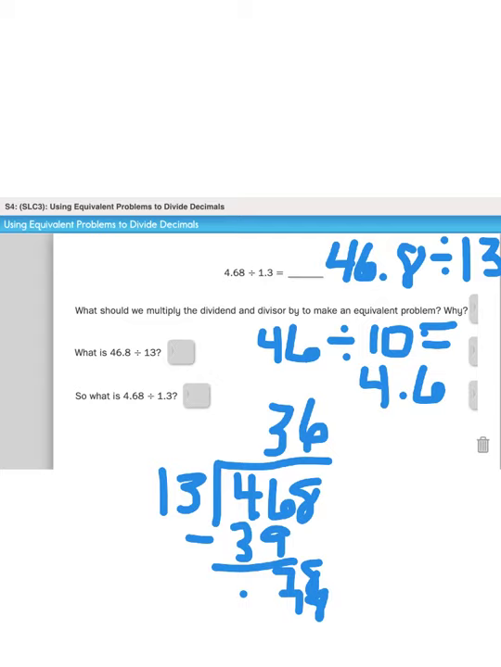So then we're going to go back and look at our estimate to see where to put the decimal point. Our estimate up here was 4.6, so I'm going to put my decimal right here in between to make it close. So now my answer is 3 6/10. In other words, 46 8/10 divided by 13 equals 3 6/10. So 4 68/100 divided by 1 3/10 also equals 3.6.